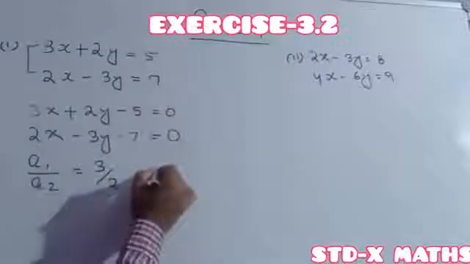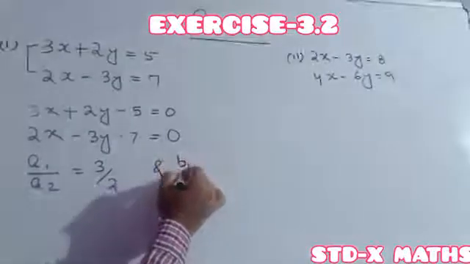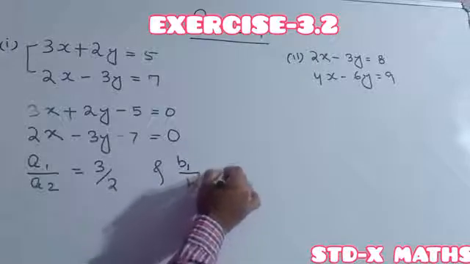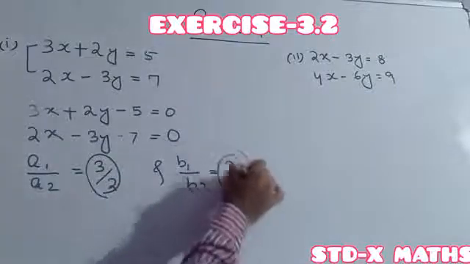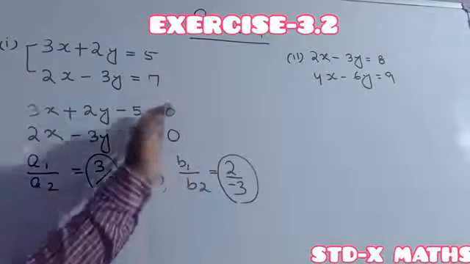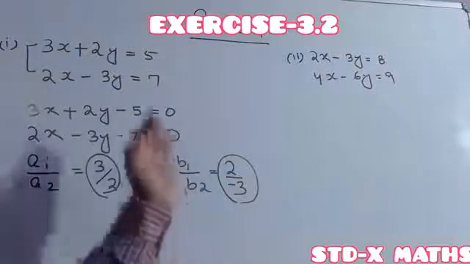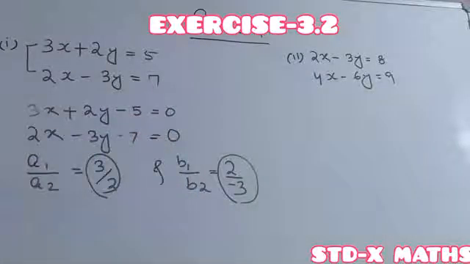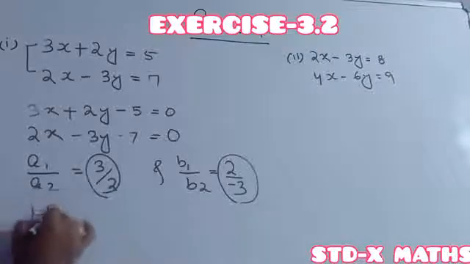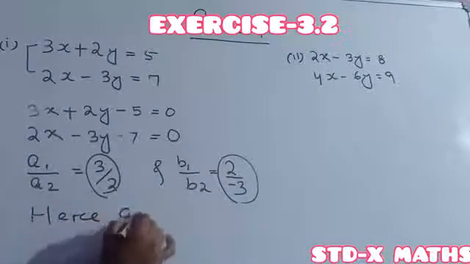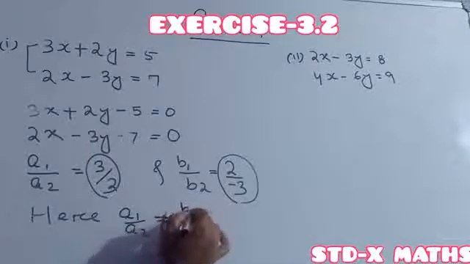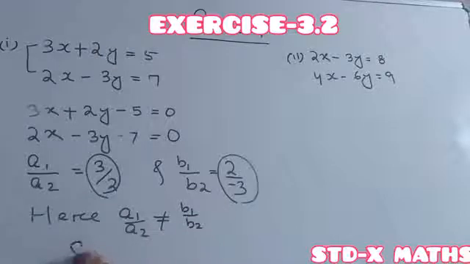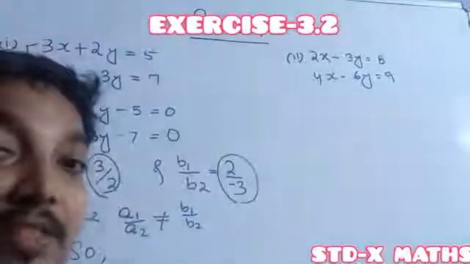Ready? And directly I am writing b1 divided by b2, it is 2 by minus 3. Here this one is 3 by 2, this one is 2 by minus 3. Without checking the C1 by C2, directly we will say here A1 by A2 is not equal to B1 by B2. So both the linear equations are consistent.